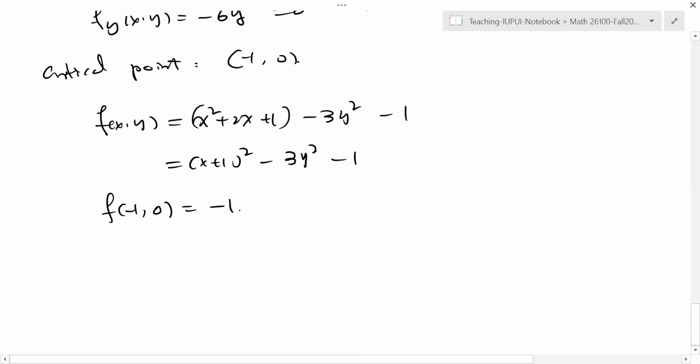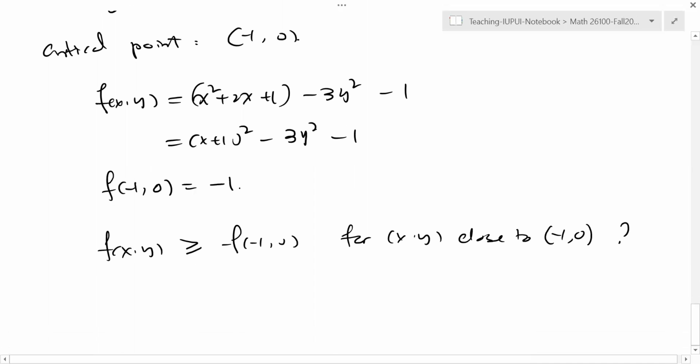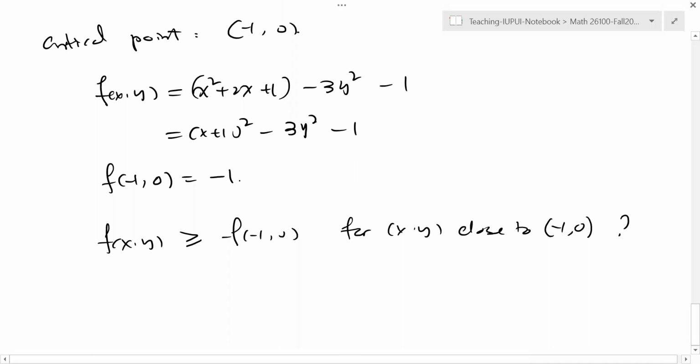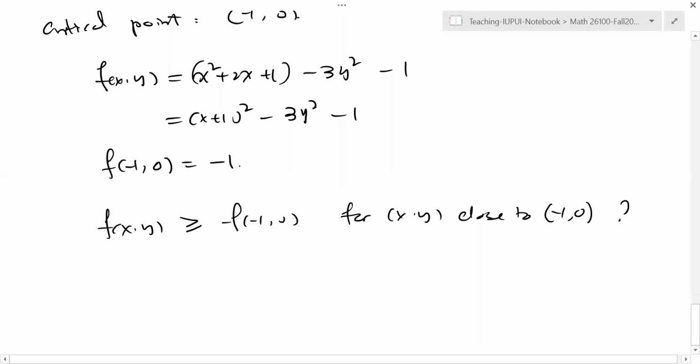I cannot tell the function is always greater than or equal to the value. Okay, it's a question. So do you think this is possible for x and y close to this point? No. Okay. And you can see that directly. Sometimes yes, sometimes it's smaller. For example, if I let, for all x, y close to negative 1, right? So how about like this?